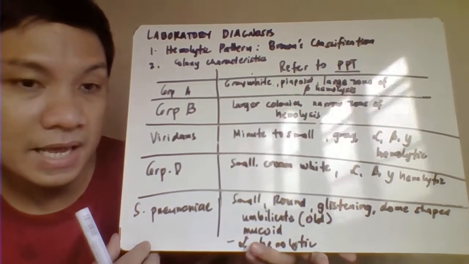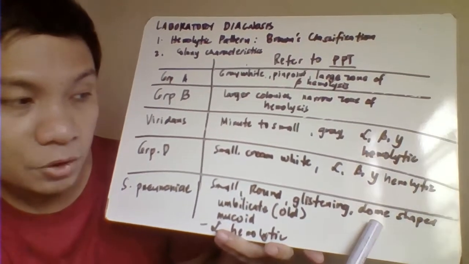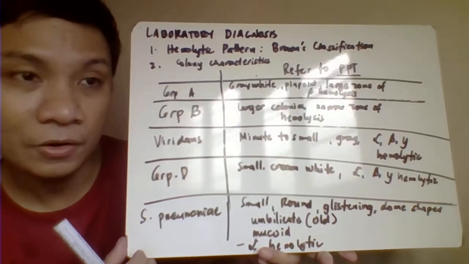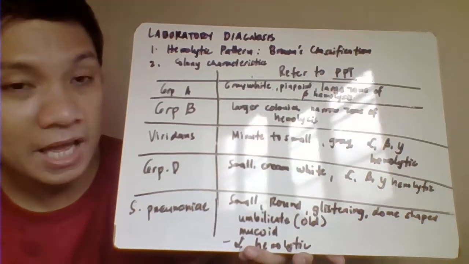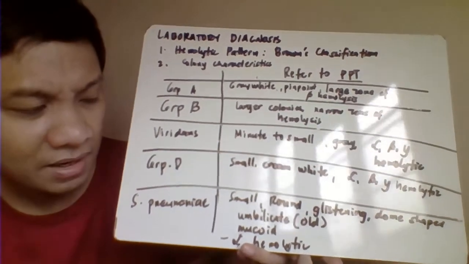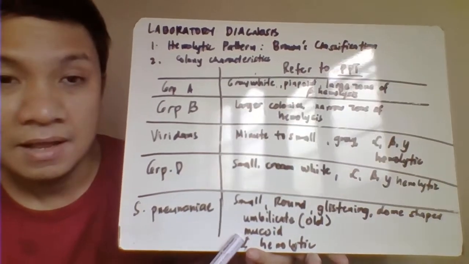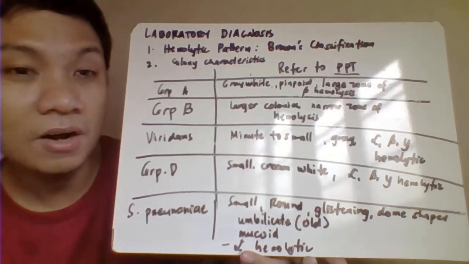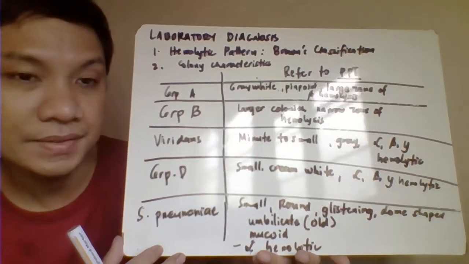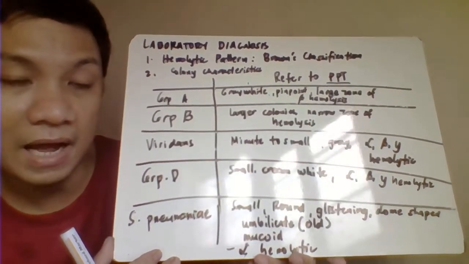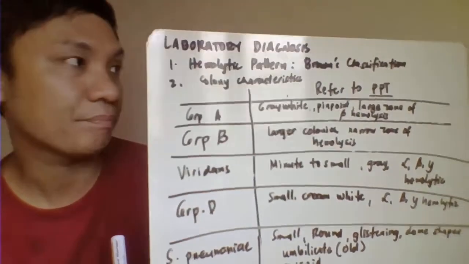Then your Strep pneumoniae, usually glistening, dome shaped. Dome shaped when it is a young culture or colony, but as it ages, it becomes umbilicate. It appears to be highly mucoid because of its capsule. So when the colonies are mucoid, expect that they have a capsule. And then again, your Strep pneumoniae would have a Brown classification of alpha hemolytic. But in our Lancefield grouping, it has no Lancefield grouping.